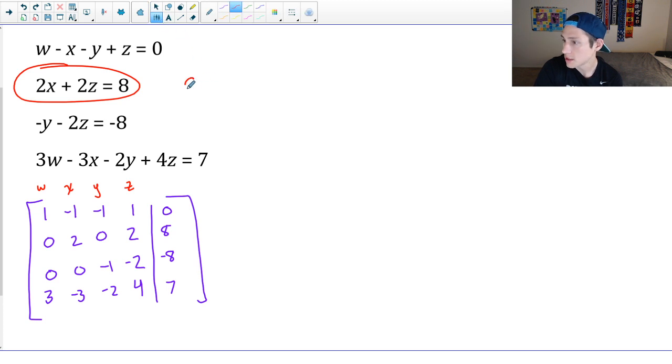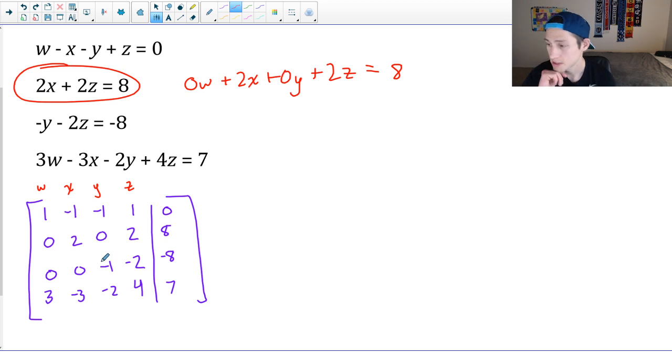So that's actually 0w plus 2x plus 0y plus 2z equals 8. So that I have that 0, 2, 0, 2. All right, so you still have to have a placeholder for every variable, even if it doesn't have that variable in the equation. All right, just put a 0.